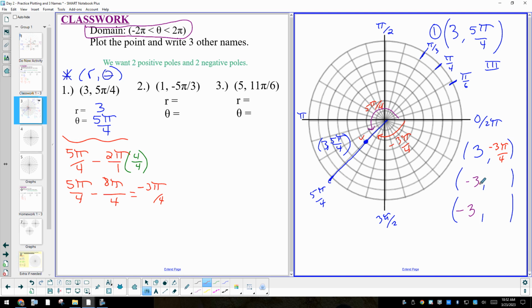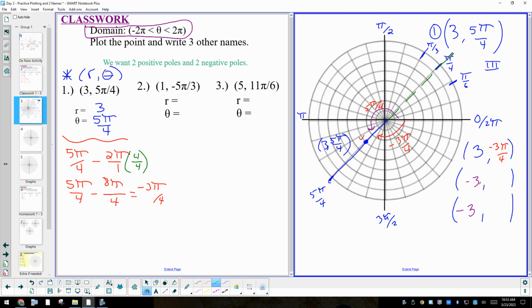Now, for the negative R values, we're going to go diagonally across. We're going to stay on that pi over 4 line, and we draw a dashed line. Don't make this solid because it's not the point. It's just here to help you visually. So the green is going to be your negative R values.